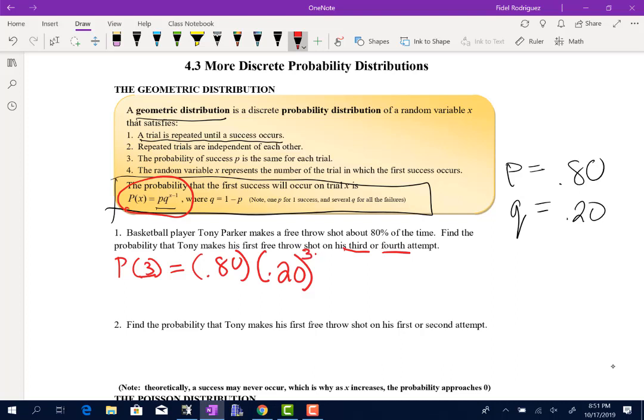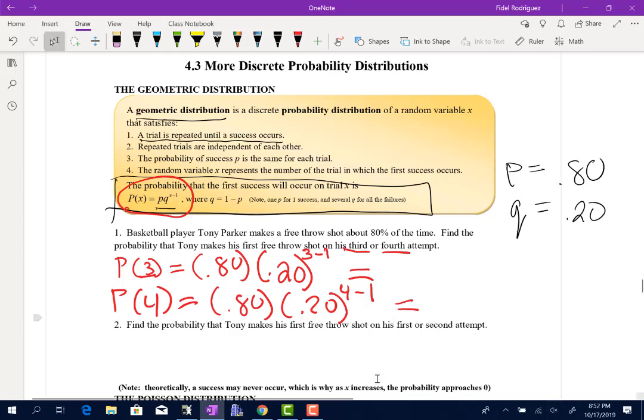What's our X number in this case? So guys, I know I could write 3 minus 1 is 2, but just for the sake of making this easy, I want to show you how I'm going to do it. I'm going to write it as 3 minus 1. Before I do anything here on my calculator, let's figure out what's the probability that Tony's going to get his free throw on his fourth attempt. So I'm going to do the same thing. I'm going to put 0.80 times 0.20. Look at my power. It's going to be X minus 1. So I'm going to write 4 minus 1, right? And then I'm going to figure out what my answer is for each of those.